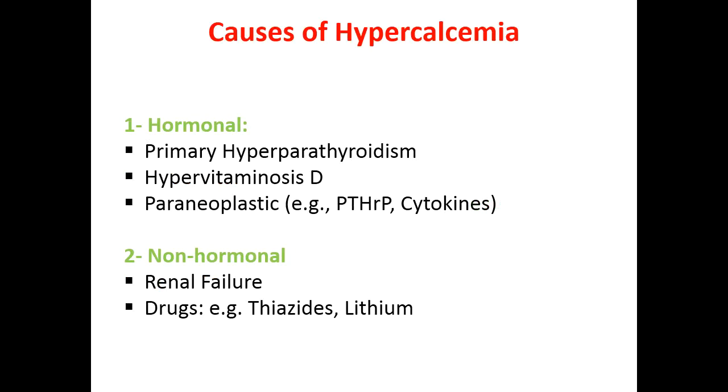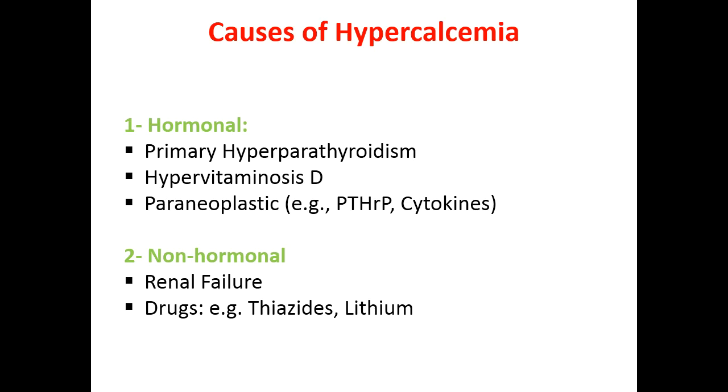Why does hypercalcemia occur? There are different causes of hypercalcemia. Hormonal causes are primary hyperparathyroidism: when parathyroid hormone secretion increases, it will increase calcium reabsorption. Another is hypervitaminosis D: vitamin D will increase calcium reabsorption and increase calcium concentration. Another is paraneoplastic conditions, like parathyroid neoplasia and cytokines. These are hormonal changes that result in hypercalcemia.